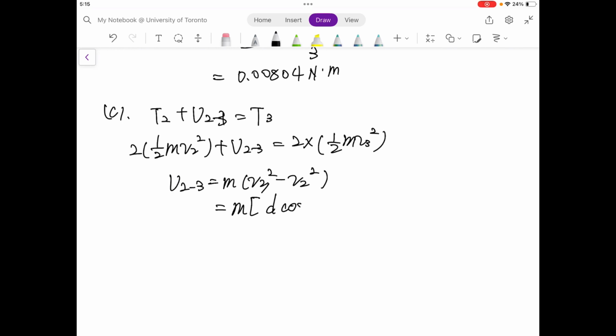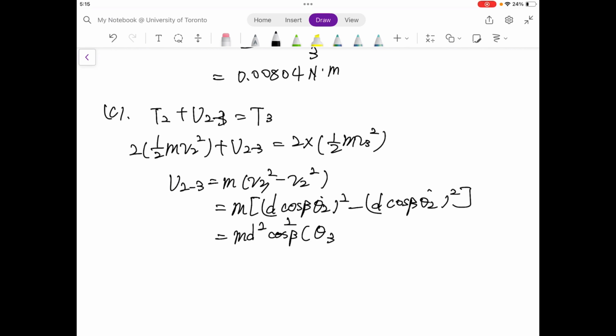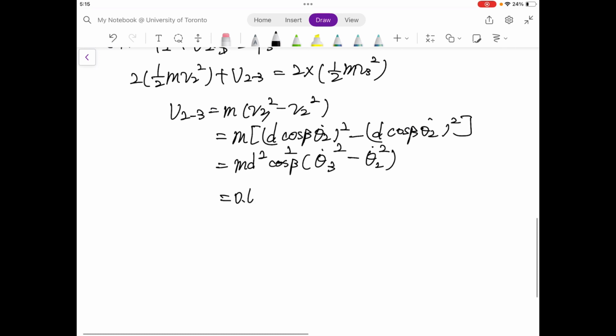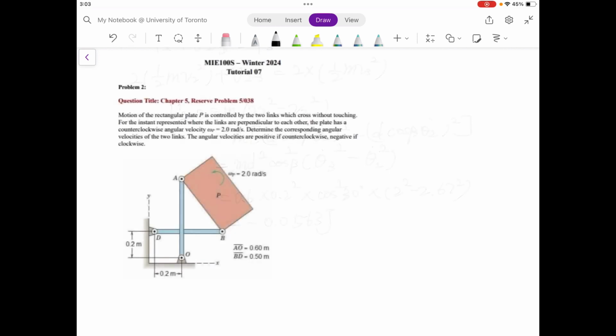m d cosine beta theta 3 dot square minus d cosine beta theta 2 dot square, which is equal to md square cosine beta square times theta 3 dot square minus theta 2 dot square, which is equal to 0.6 times 0.2 square times cosine 30 degrees square times 2 square minus 2.67 square, which is equal to negative 0.0563 joule.